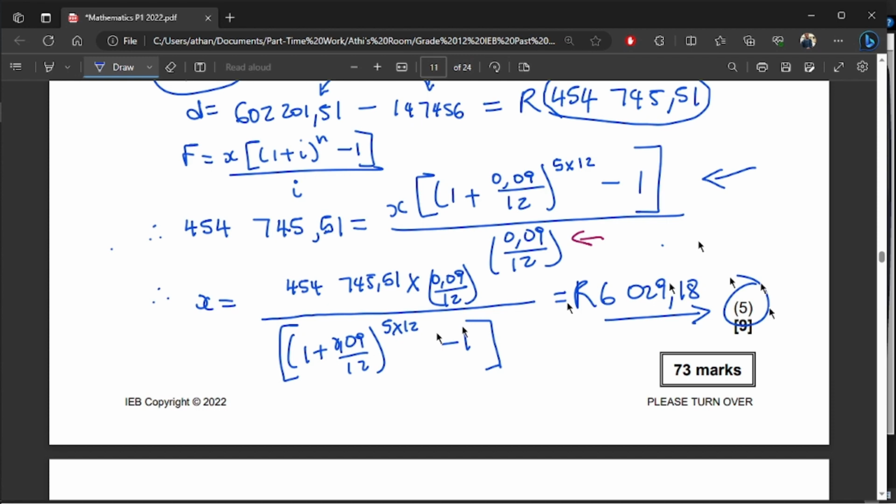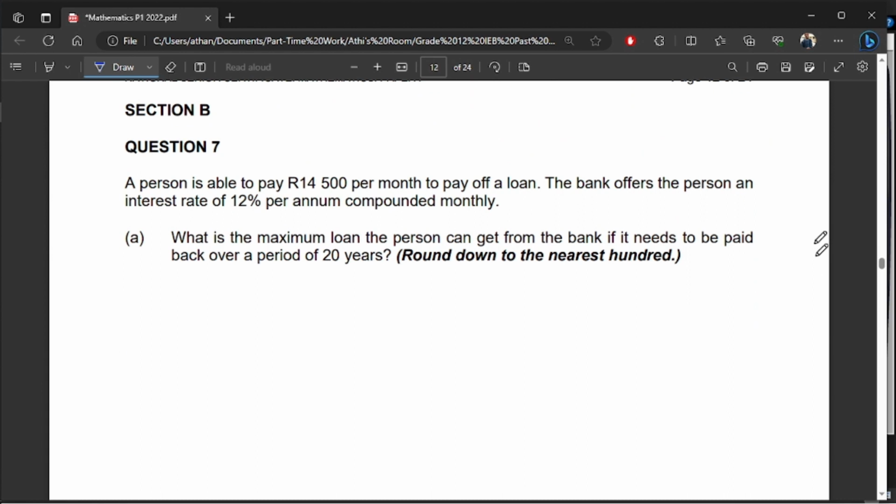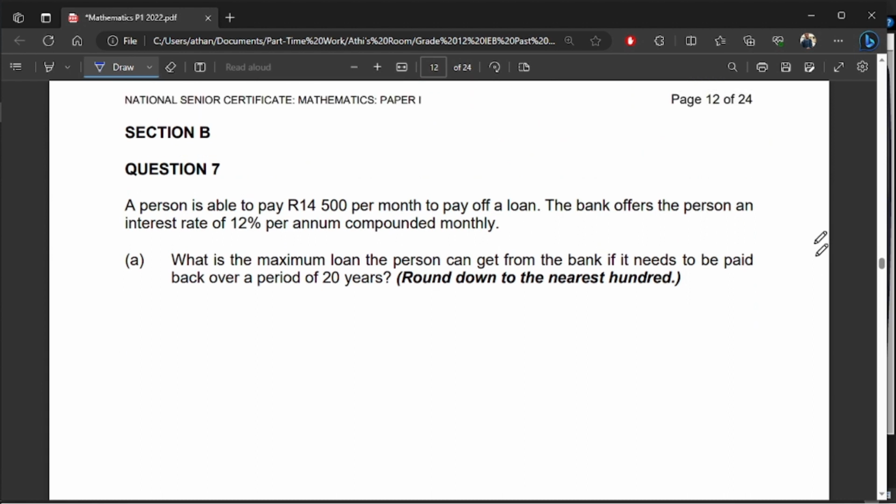And then that's the end of section 1. End of section 1. Section B.